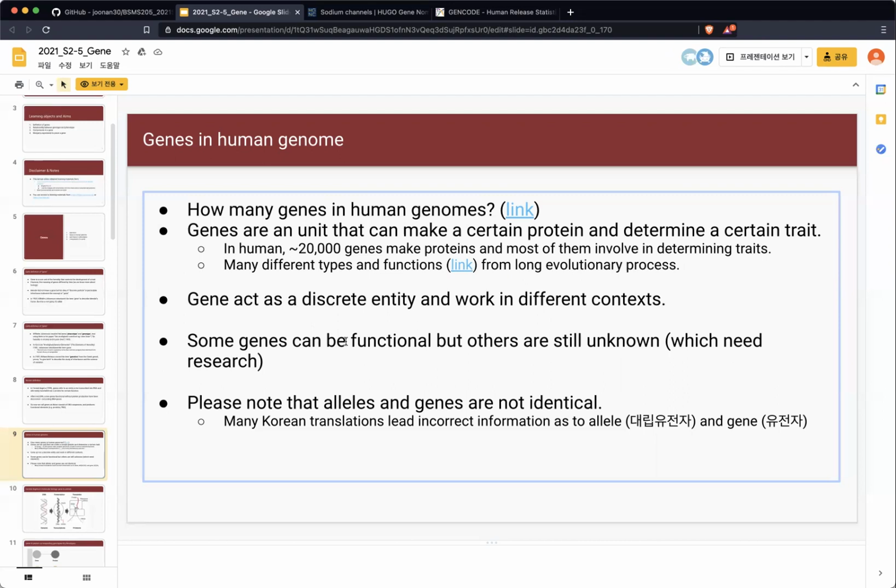And one more thing for the Korean students: alleles and genes are not identical concepts.